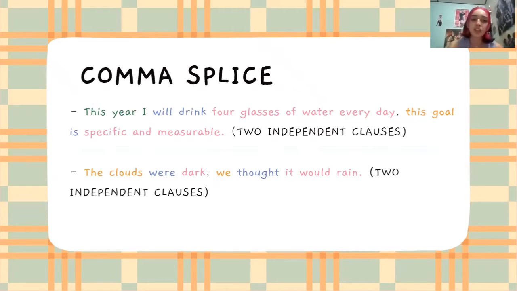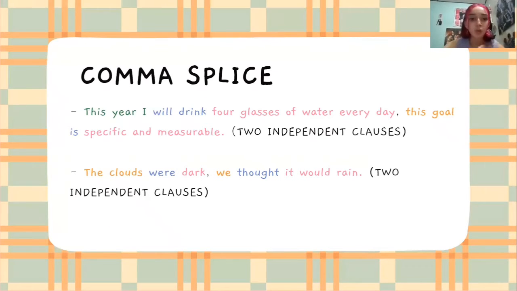So here you can see one sentence. This year, I will drink 4 glasses of water every day, comma. This goal is specific and measurable. Here we can see that we have two independent clauses, and an easy way to identify them is to check what's before and what's after the comma. So we're gonna check them individually.